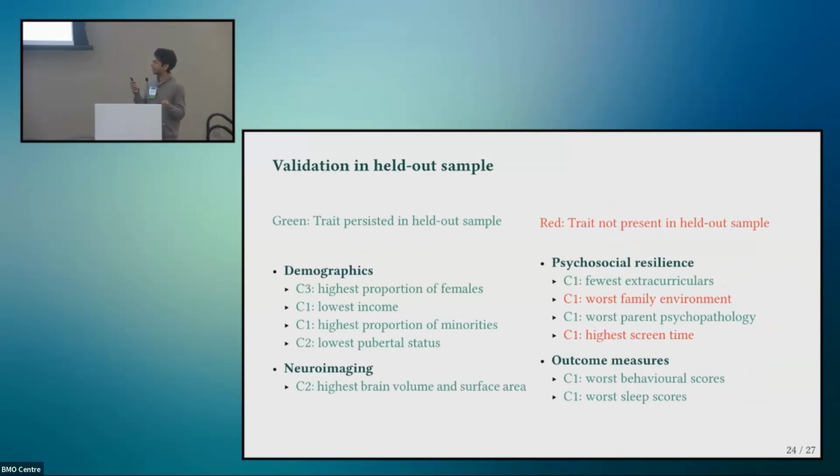They're highlighted as green when we see that this pattern really holds true in our test set as well. And the red ones are ones that weren't quite as strongly seen in our test set. So notably, some of the high impairment attributes, such as the worst family environment and the higher screen time, were trending but not significant in our test set.